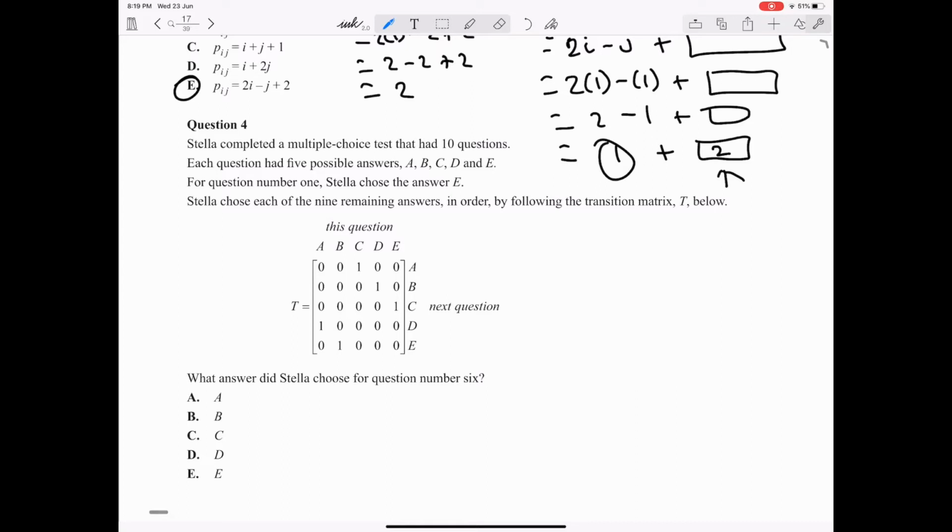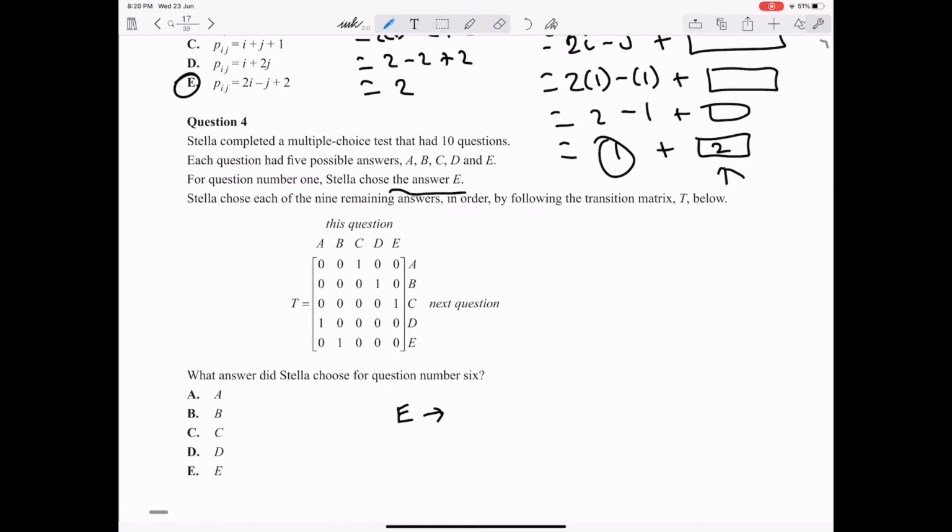So we know in the question it says Stella chose E for question number 1. So if she chose E for question number 1, we can determine what she chose for question number 6 using the transition matrix. If we look at the transition matrix, we start off at E. You go down, and the transition matrix says that her next answer would be C. So you write C. Then you go up to the column and you look for C, and go to the row where the 1 is. The row is A, so A would have been your next question. Go to column A. Look for where the 1 is in the row. It's in row D. So your next question would have been D.